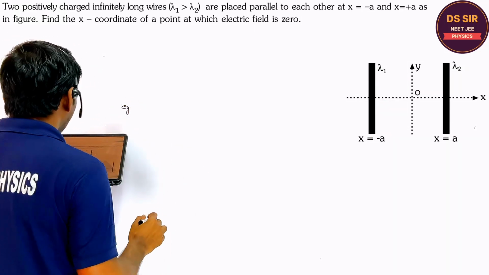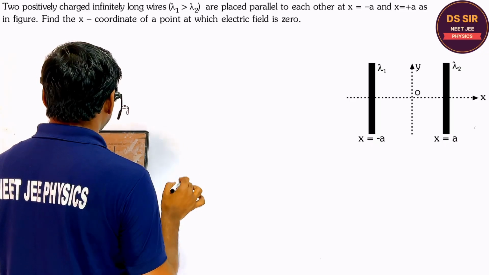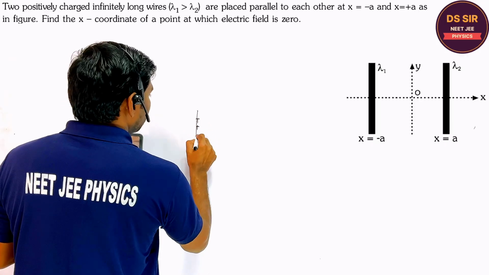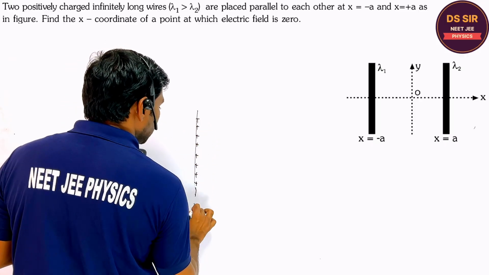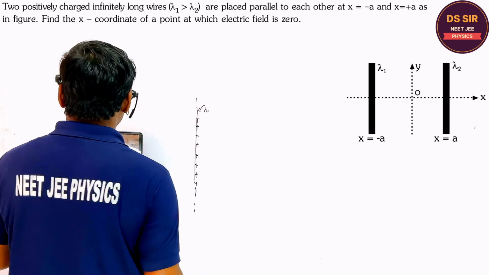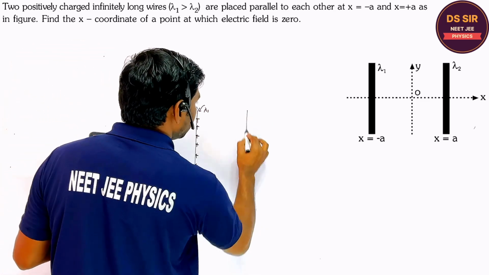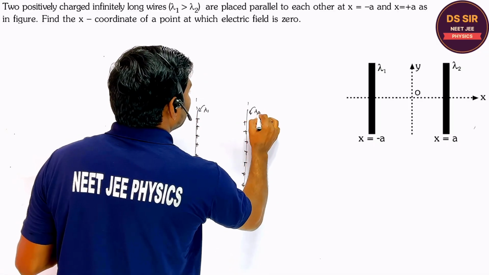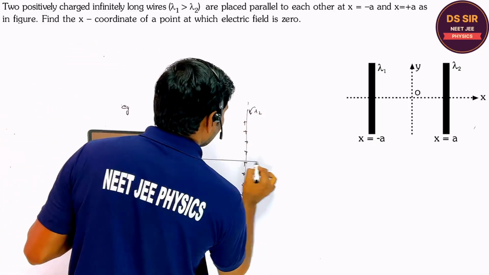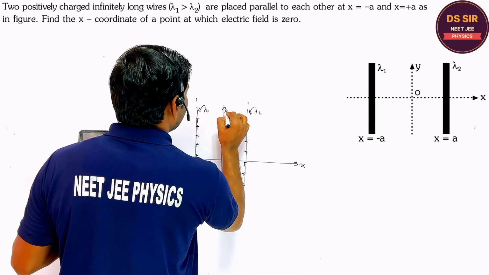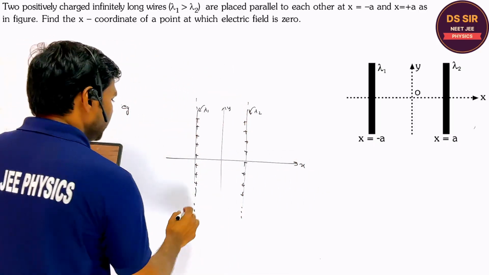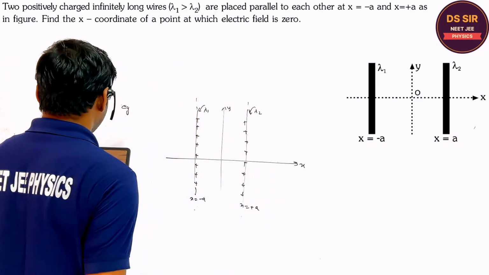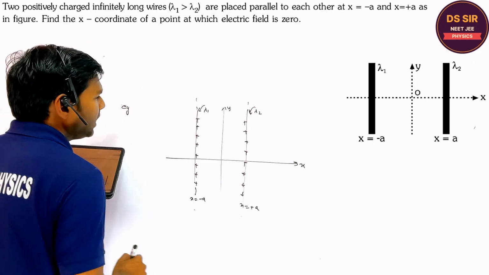So read this question. In this question, there are two uniformly positively charged infinitely long wires. This is one wire, the linear charge density is lambda 1. There is another wire, the linear charge density is lambda 2. Getting or not? And on the x-axis, this is the y-axis, x is equal to minus a, x is equal to plus a, right? Find the x coordinate where the electric field is 0.